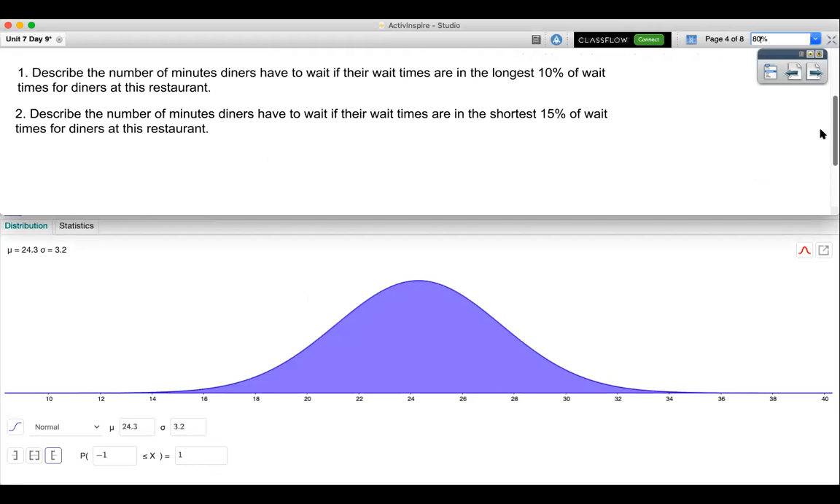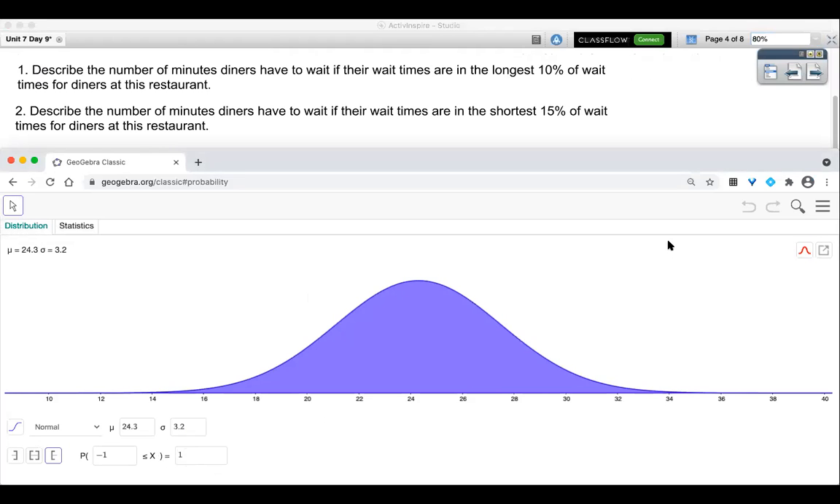So here are 2 questions from earlier. Describe the number of minutes diners have to wait if their wait time is in the longest 10% of wait times for diners at this restaurant. Well, if I'm looking at the longest 10% of wait times, what I want to do is really focus on the right side of my normal curve, right? These are the longest number of minutes here, right? 28, 29, 30, all the way up to 34, 35, 36, so on and so forth.